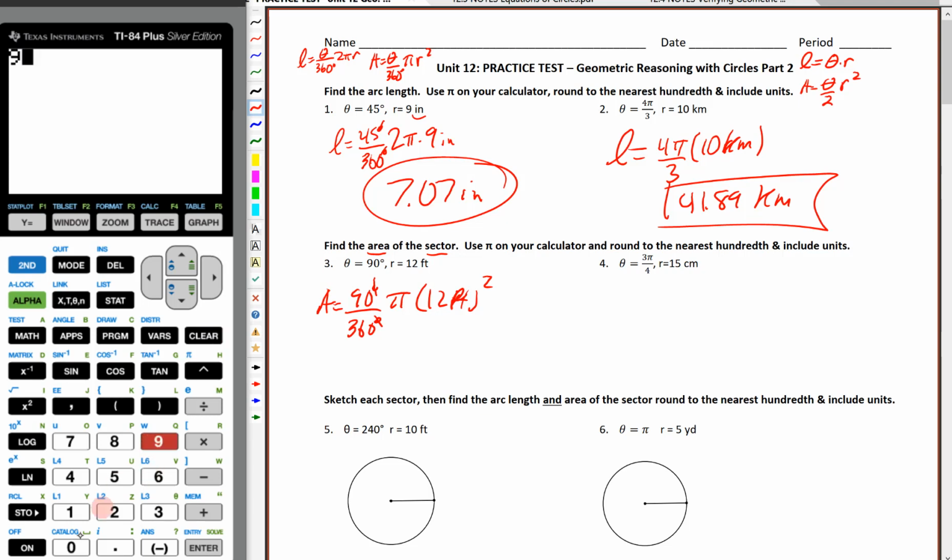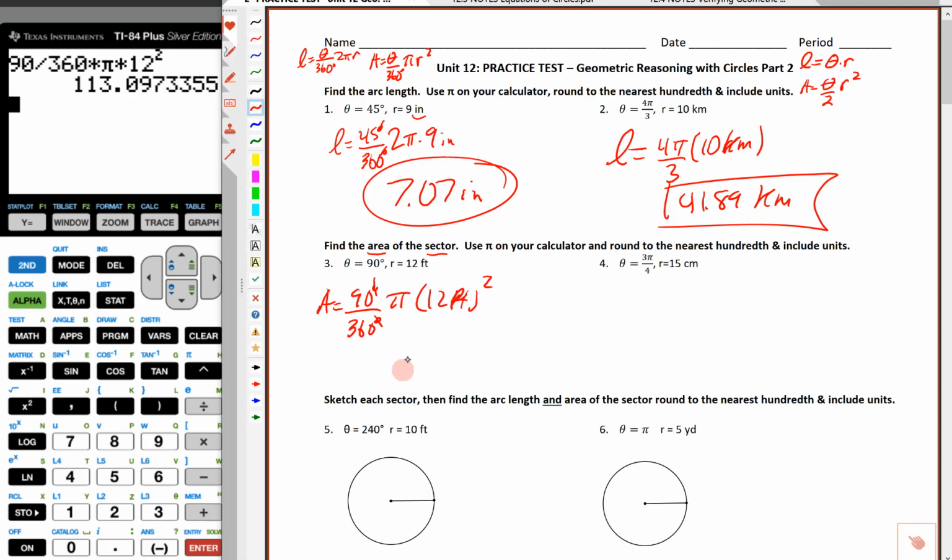So I'm going to type it in just like this. We're going to type in 90 divided by 360. If you want to make that 1/4, you're welcome to. We're going to times that by pi, and then we're going to multiply that by 12 squared. Looks pretty good there. So I get 113.097.